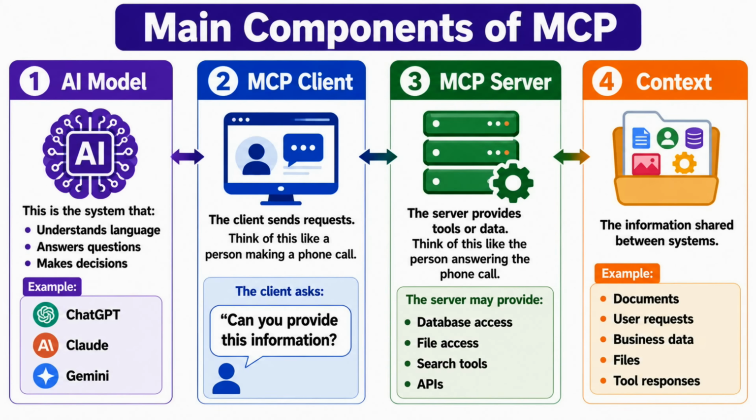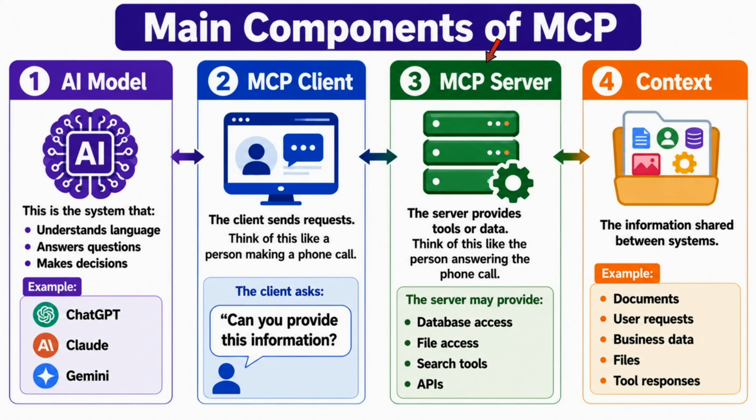What are the main components of MCP? First one is AI model. This is the system that understands language, answers questions, and makes decisions. Examples include ChatGPT, Claude, and Gemini. Second one is MCP client. The client sends a request. You can think of like a person making a phone call. The client asks, can you provide this information?